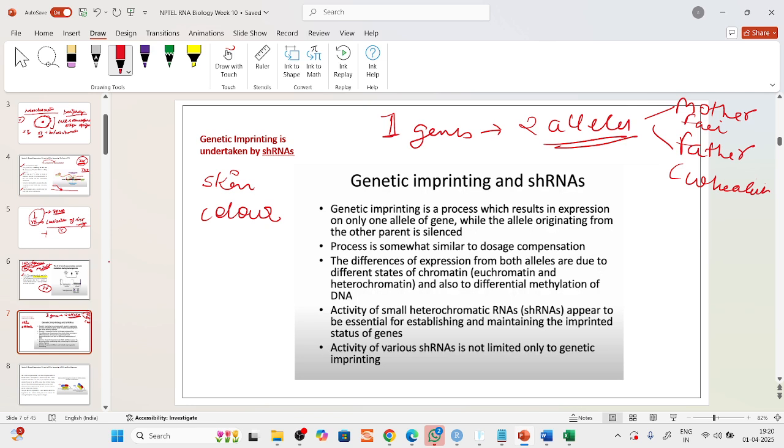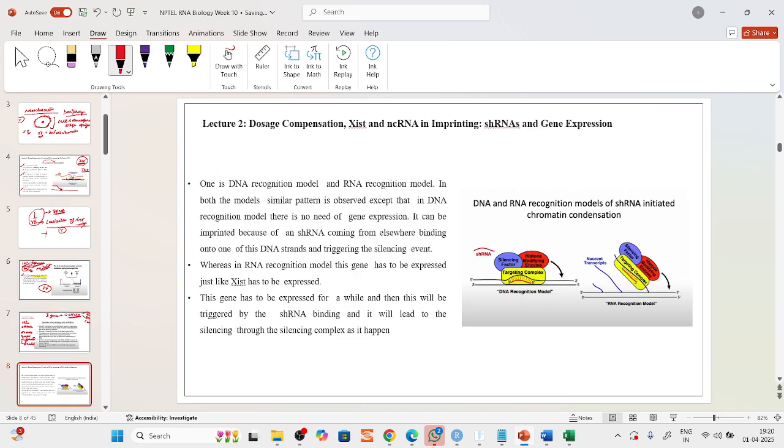This is important. Okay, what is important is that shRNA helps in genetic imprinting. This is an important point.